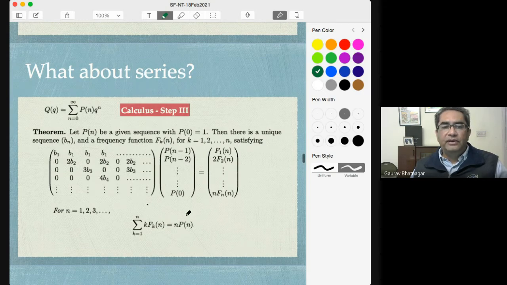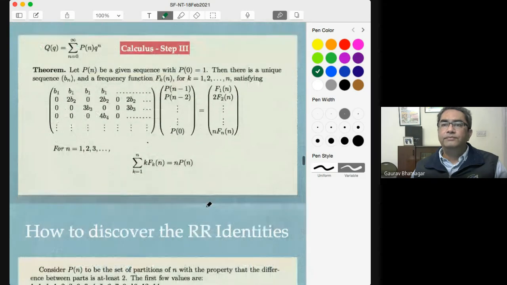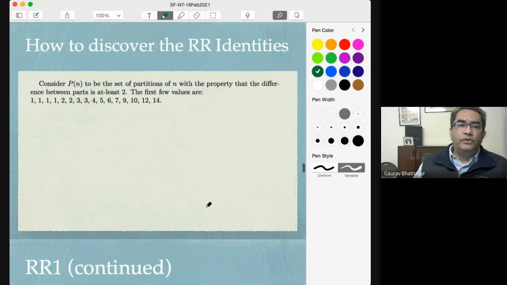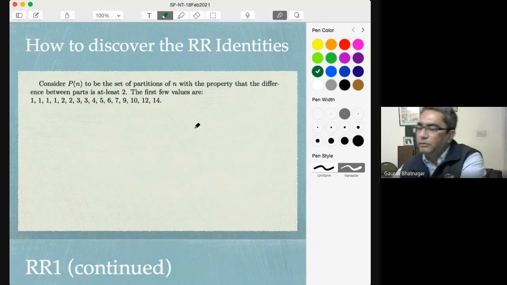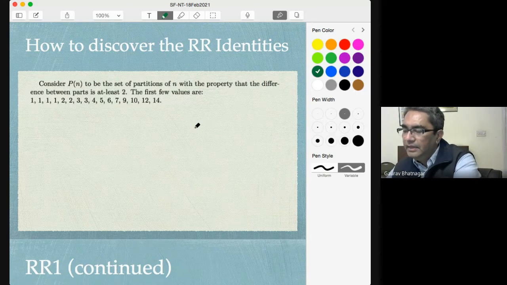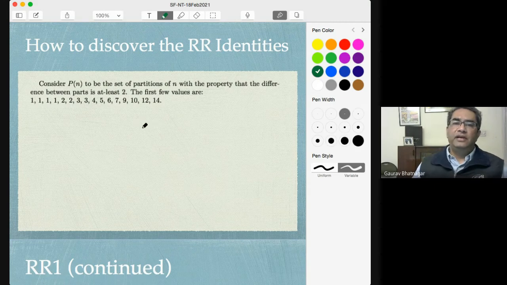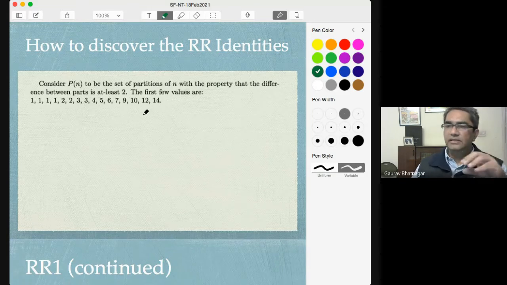Anyway, so this is what it is. Let me do an example. So I start with the sequence. The sequence is the set of partitions with the property that, so this will illustrate how it works, the difference between parts is at least 2. Okay, so distinct partitions are those with difference between parts, the minimum difference between parts is 1. Here the minimum difference between parts is 2.